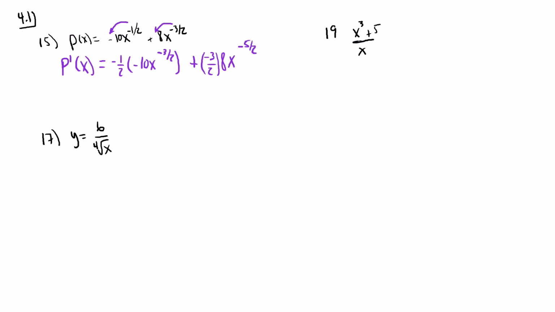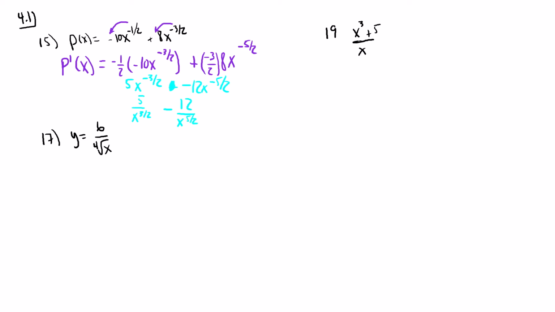We can clean this up a little bit. Negative 1/2 times negative 10 is 5x to the negative 3/2. We can also see that it's 5 over x to the 3/2. Plus negative 3/2 times 8 is going to be negative 12, so we can change it to a minus 12x to the negative 5/2, which will be the same thing as negative 12 over x to the 5/2.